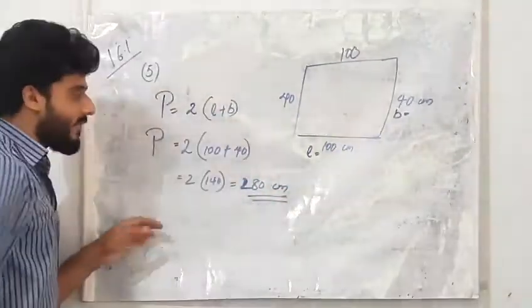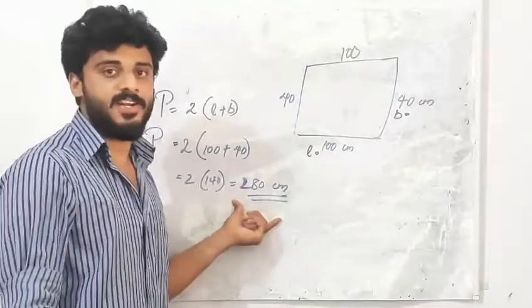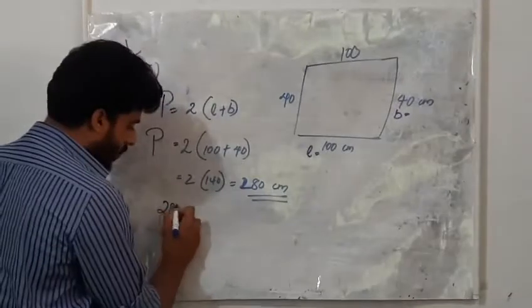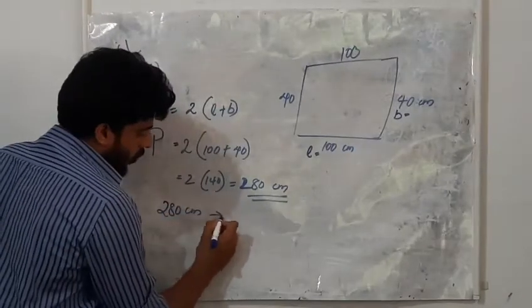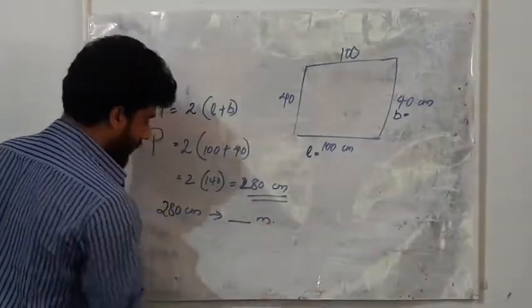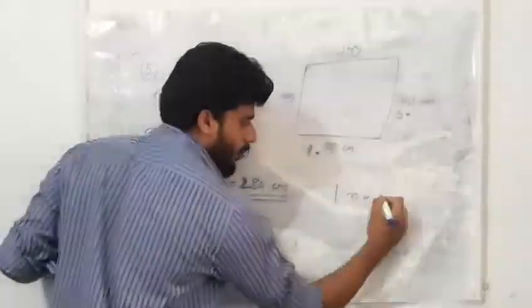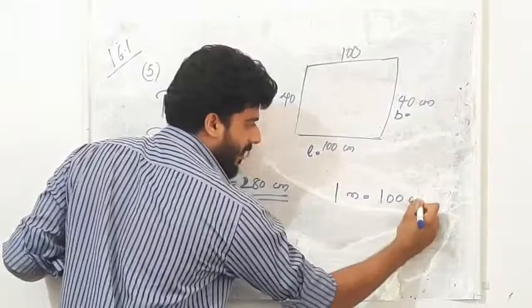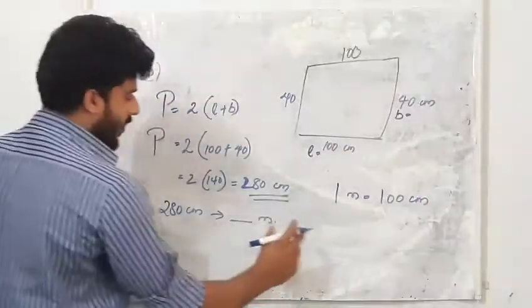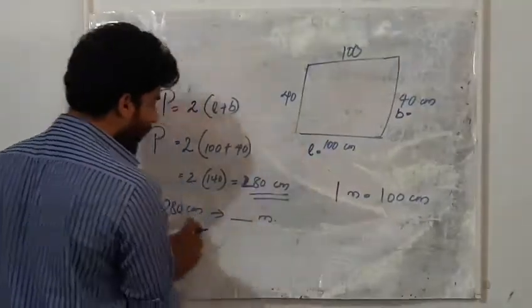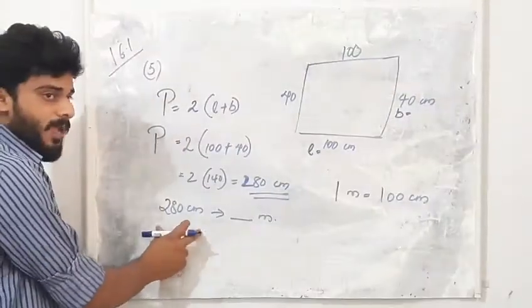In the question, it is clearly asked to find the answer in meters. So we need to convert this 280 centimeter into meter. We know that 1 meter is equal to 100 centimeter. So to get the value in meter, we can divide this 280 centimeter by 100.